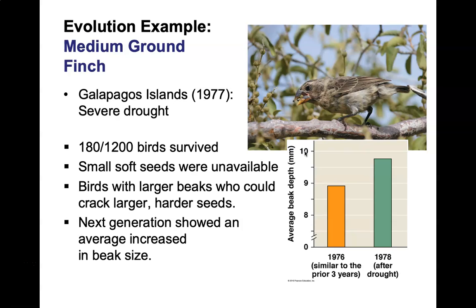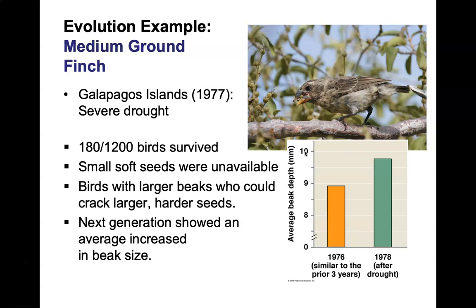So before the severe drought in 1977, the bar on the left of the graph on the right shows that in 1976, the average beak depth was about 9 millimeters. So that's the beak size, which suggests that those birds were eating smaller seeds. So they have a smaller beak size. They're more suited to eating the small, soft seeds. Then the drought came through in 1977, removed the small, soft seeds from the environment. So that removed the food source for those birds that could eat the smaller seeds.